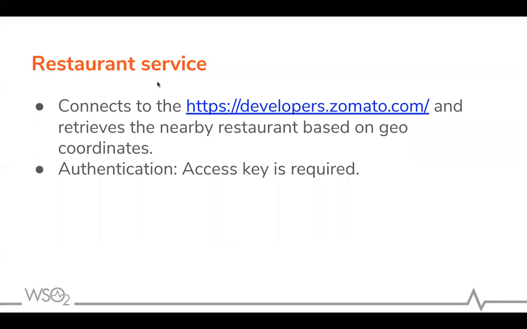And then we have a restaurant service. This is a microservice wrapper for the Zomato API. When you provide the geolocations to this API, it will return the nearby restaurants. For this one, we need the access key.